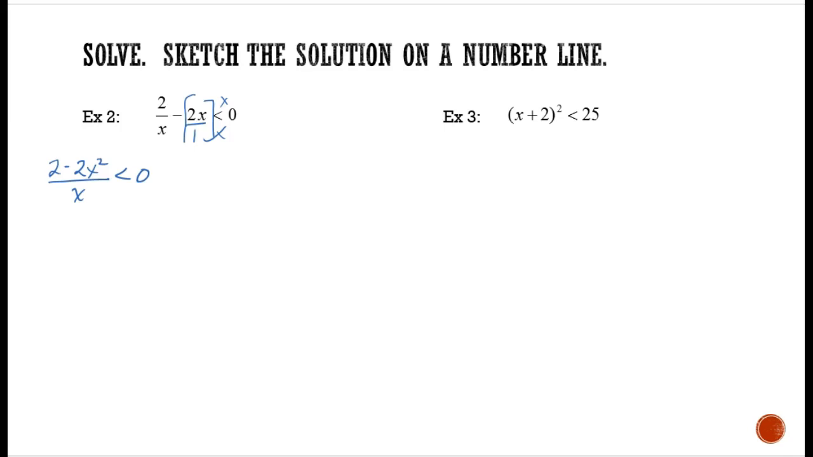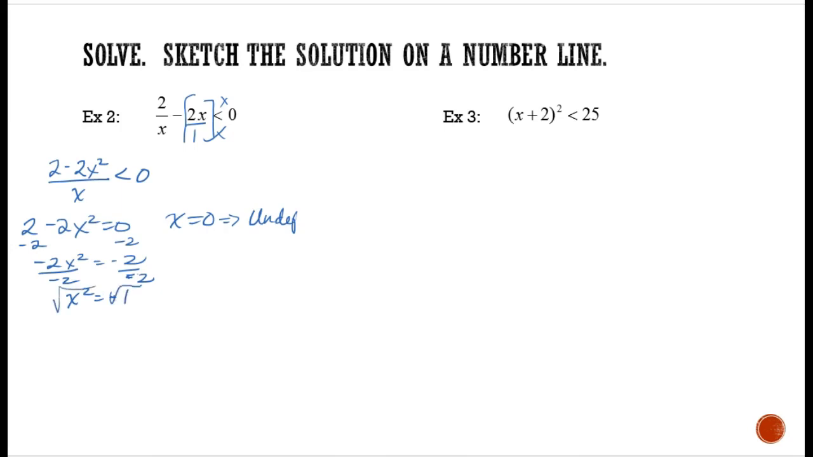Now we find what we call key numbers. So you're going to set the numerator equal to 0 and the denominator equal to 0. Now, when the denominator is 0, that means we're going to have an undefined, right? We'll come back to that in a minute. Now, if the numerator is 0, let's solve this for x squared. So if I subtract 2, divide by negative 2, I get x squared equals positive 1. And then square root both sides, so x would equal positive and negative 1. So my key values are where x is 1, x is negative 1, and x is 0.